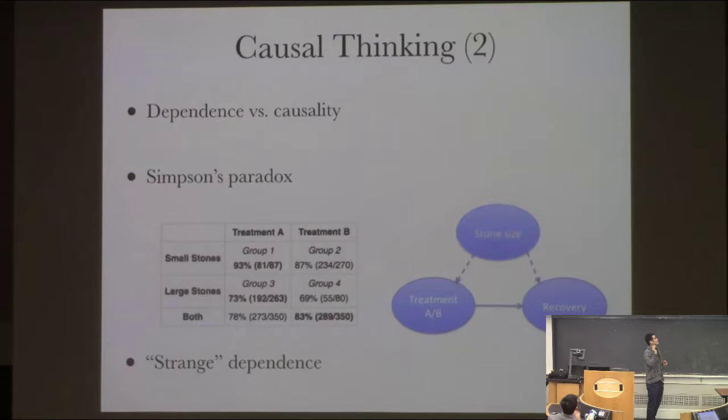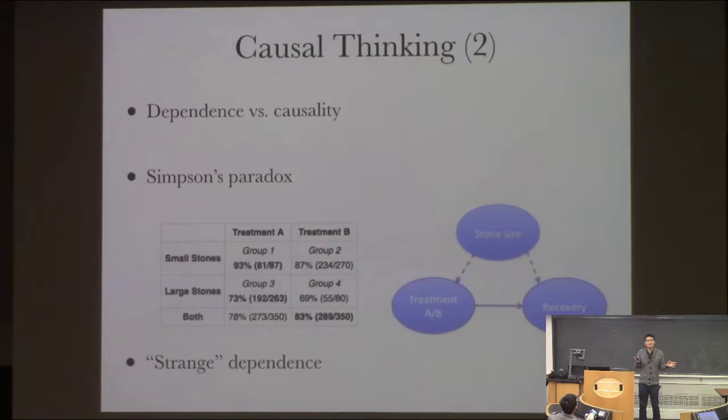The stone is either small or large, right? It's either small or large. If it's small, you recommend A. If it's large, you recommend A. But if you don't know, you recommend B. Cannot happen, right? So what's the problem here?